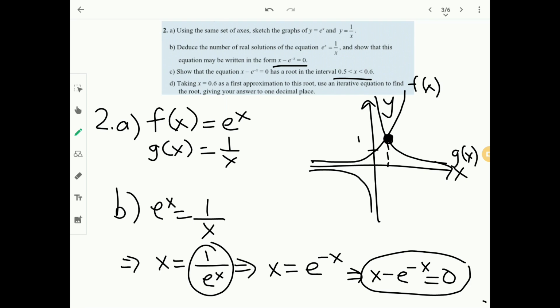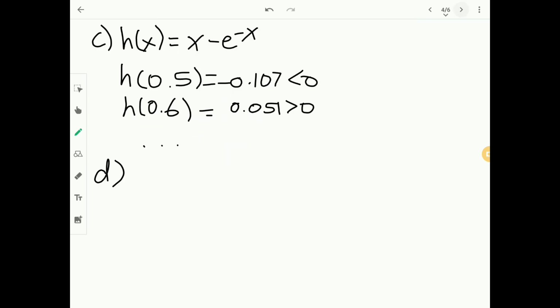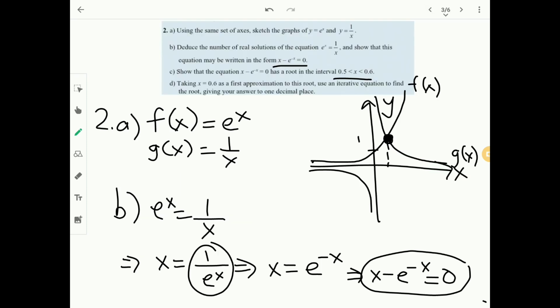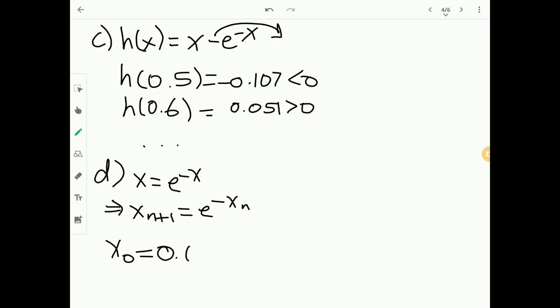Taking x equals 0.6 as the first approximation to this root, let us use an iterative equation to find the root and give our answer to one decimal place. Okay. Now we have this as a given, and we can easily use that. We can just say x is equal to e^(-x). All I've done is taken e to the other side, and then I can easily say x_(n+1) is equal to e^(-x_n). And x0 was given as 0.6. And they want it as one decimal place.